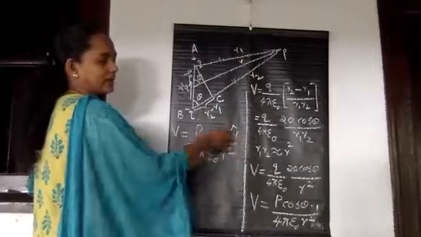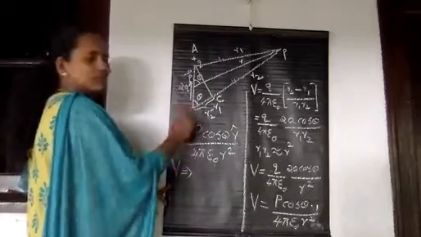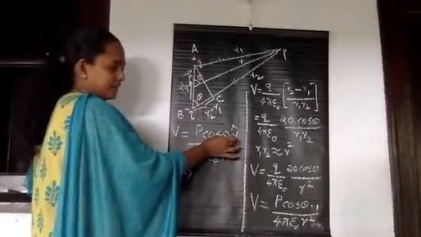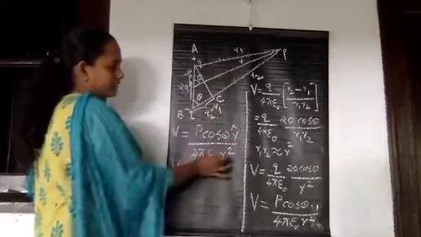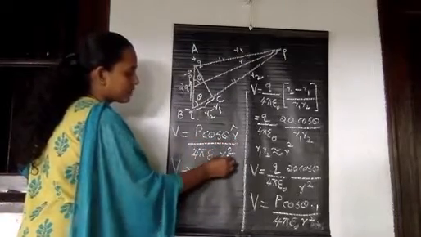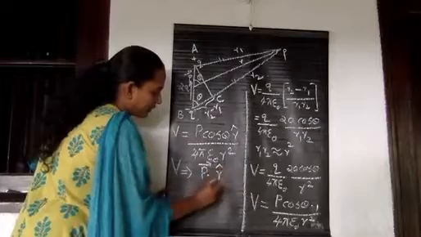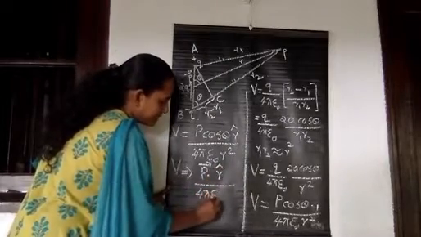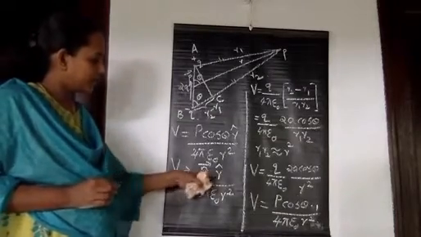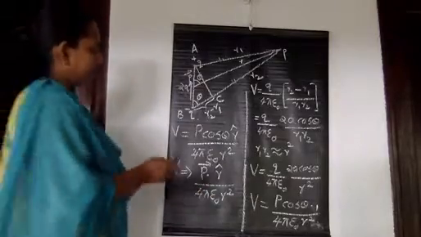So the dot product of two vectors will come. Potential is a scalar, and the product of two vectors becomes a scalar. Therefore P is a vector, and this is the direction vector, the unit vector acting along the direction of the position vector. Therefore you can write P cos theta into unit vector R divided by 4 pi epsilon 0 R square. So this becomes the dot product of two vectors, that is P dot unit vector R divided by 4 pi epsilon 0 R square. You can write the expression like this.